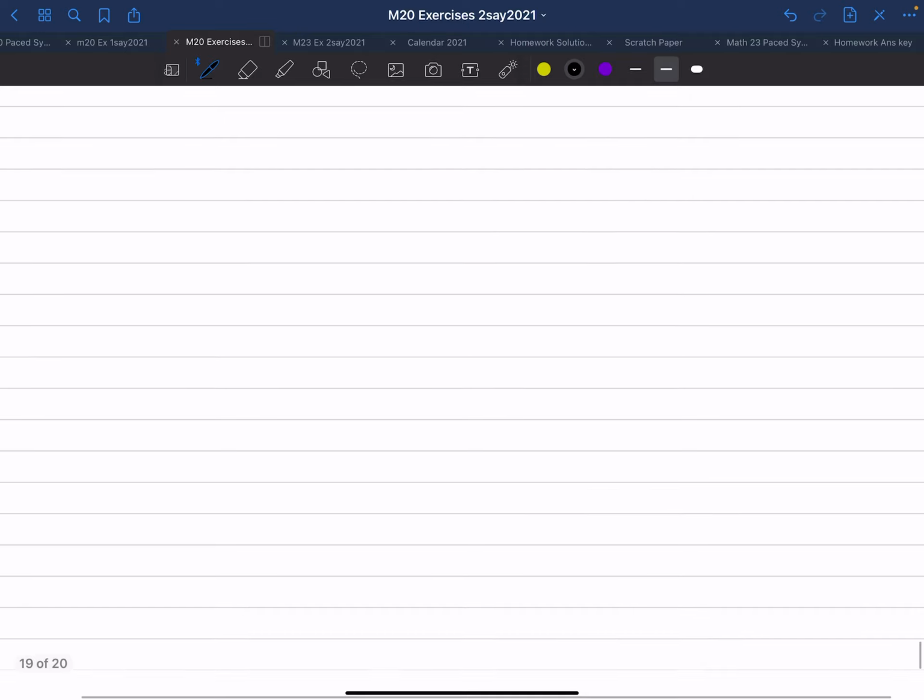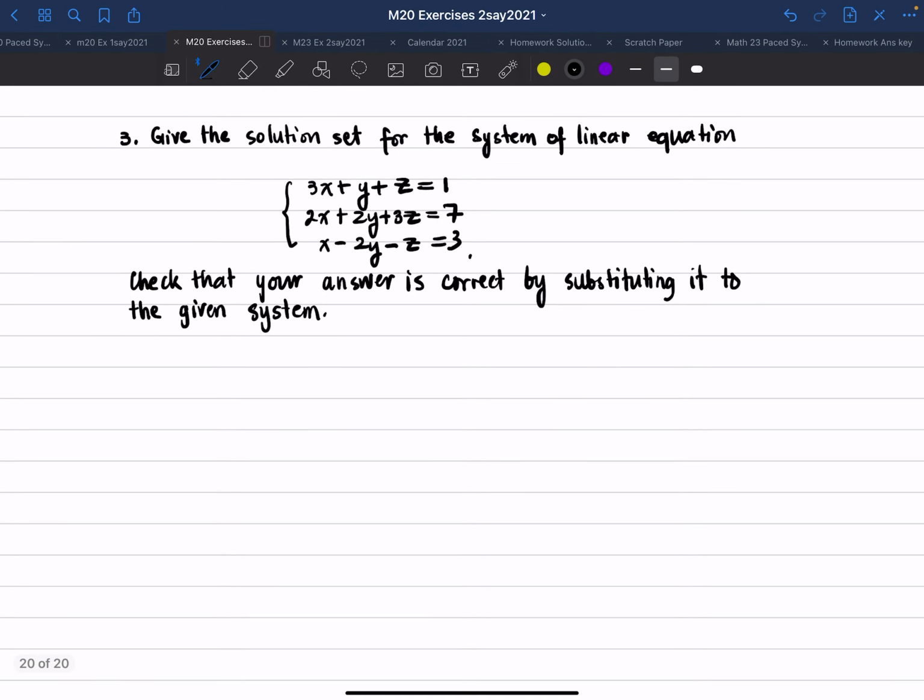And finally, for number 3, system of equation na ito. So we have a 3 by 3 system here, 3 equations and 3 variables missing. Give the solution set for the system of linear equation. And you check that your answer is correct by substituting it to the given system. So ang technique, if you have a 3 by 3 system, you get 2 pairs of equations from the given 3 equations. And in these 2 pairs, you eliminate the same variable.